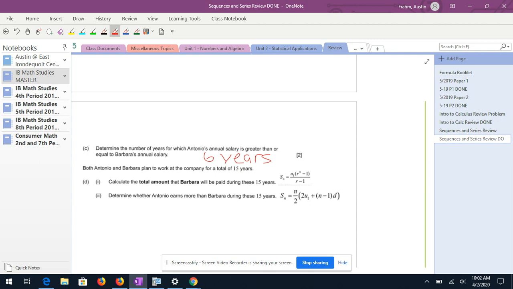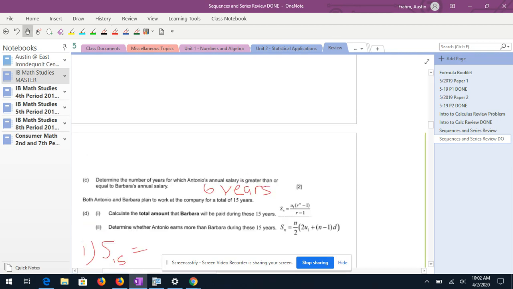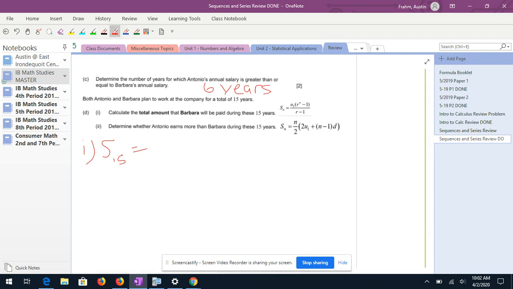Before part D, it says both Antonio and Barbara plan to work at the company for a total of 15 years. And in letter D, part 1, it says calculate the total amount that Barbara will be paid during these 15 years. So we're going to use the summation equation for Barbara, which is a geometric sequence. So part 1, S of 15 would be our u1, which is, go back up, 8,000, times our r value, which is 1.05 to the 15th power minus 1, divided by 1.05 minus 1.